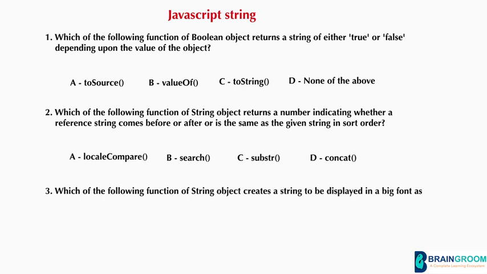Question 3. Which of the following functions of the string object creates a string to be displayed in a big font as if it were in a big tag? Option A, anchor. Option B, big. Option C, blink. And option D, italics.